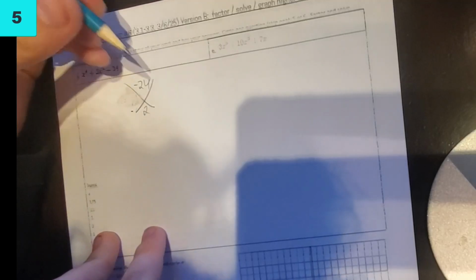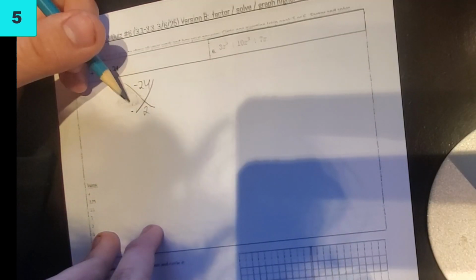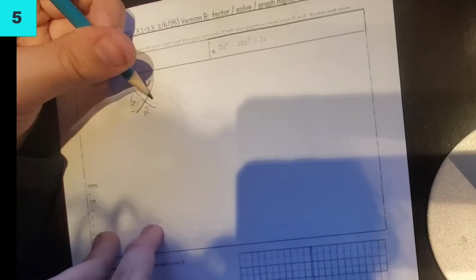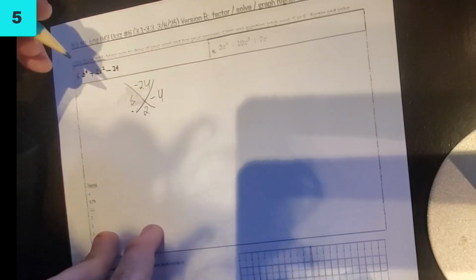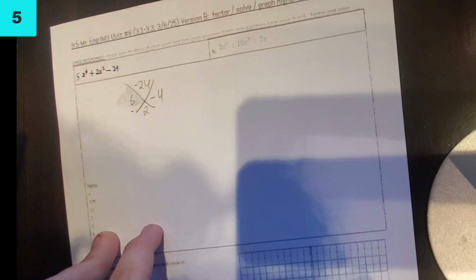Sorry, that's a tricky one. So it needs to add to 2 and multiply to negative 24. I almost made a mistake there, but what you would do is take 6 and negative 4 instead. 6 minus 4 is 2, and 6 times negative 4 is negative 24.